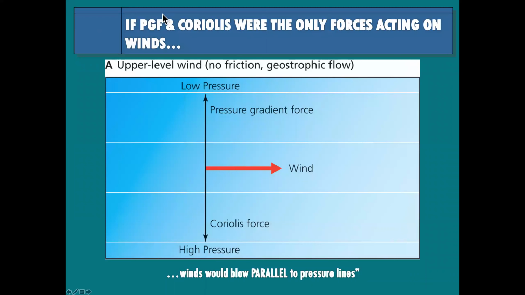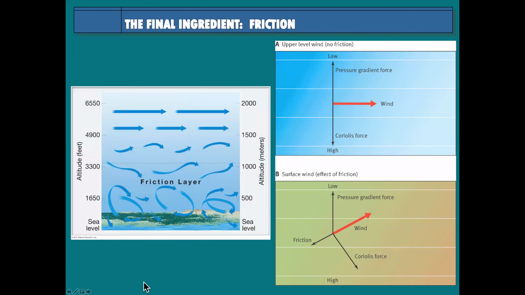Now, if pressure gradient and Coriolis were the only forces acting on winds, the wind would blow basically parallel to the pressure lines. That's not really what happens for the most part near the surface, because near the surface you have a friction layer, meaning buildings and mountains and the ocean and terrain and all that. And as a result, the wind near the ground tends to be more chaotic. As you go further and further up in elevation, the winds might be a little bit less so.